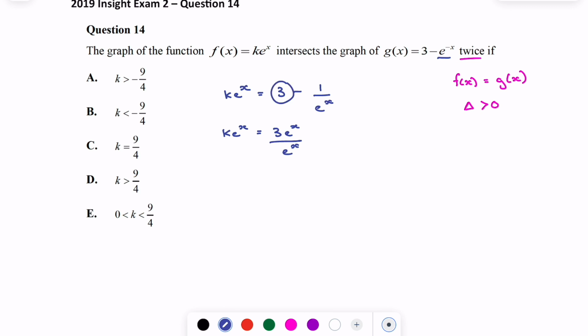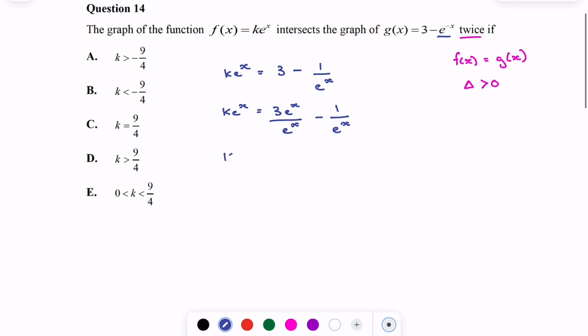Just notice I haven't done anything to this 3. I've just multiplied it by e^x on e^x. Okay, minus 1 on e^x. This gives me k e^x equals 3e^x minus 1 on e^x. Then I'm going to bring this up, and I'm going to have k e^x all squared equal 3e^x minus 1. And then I can get my quadratic form.